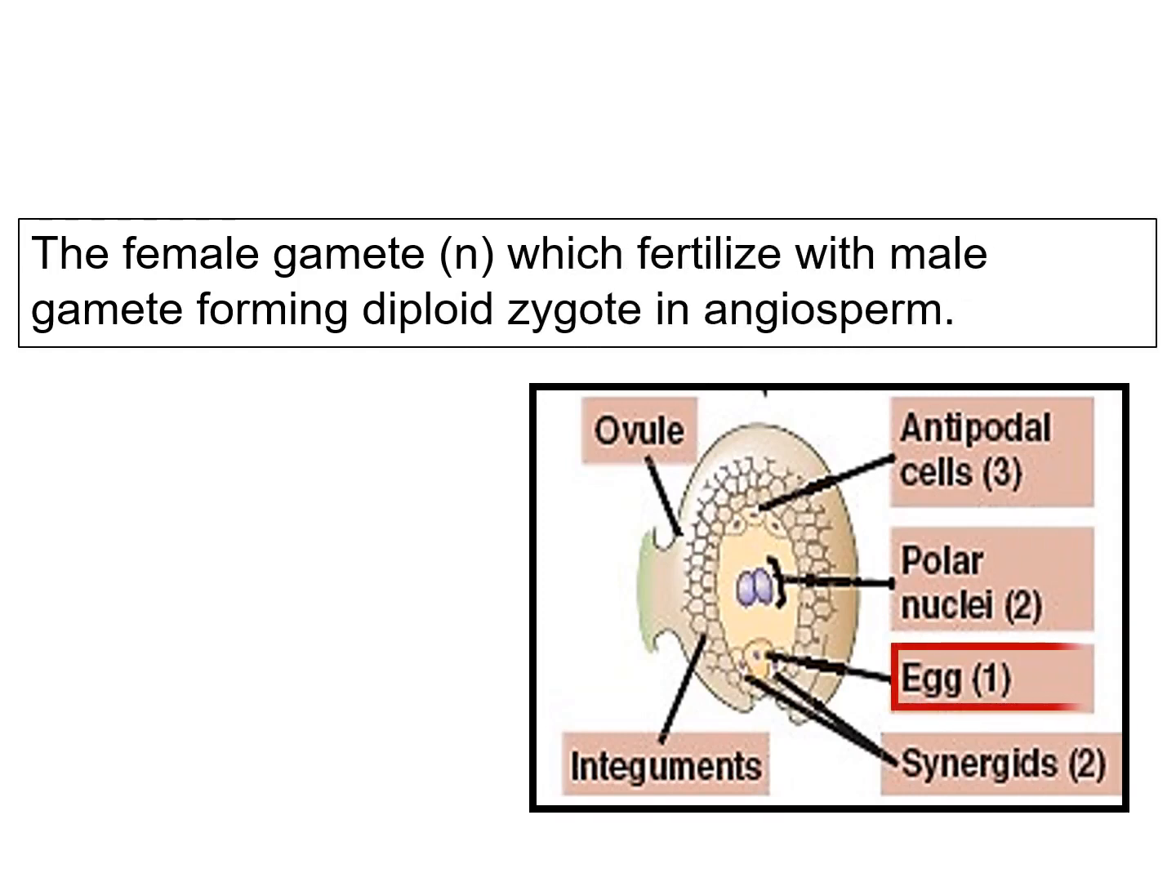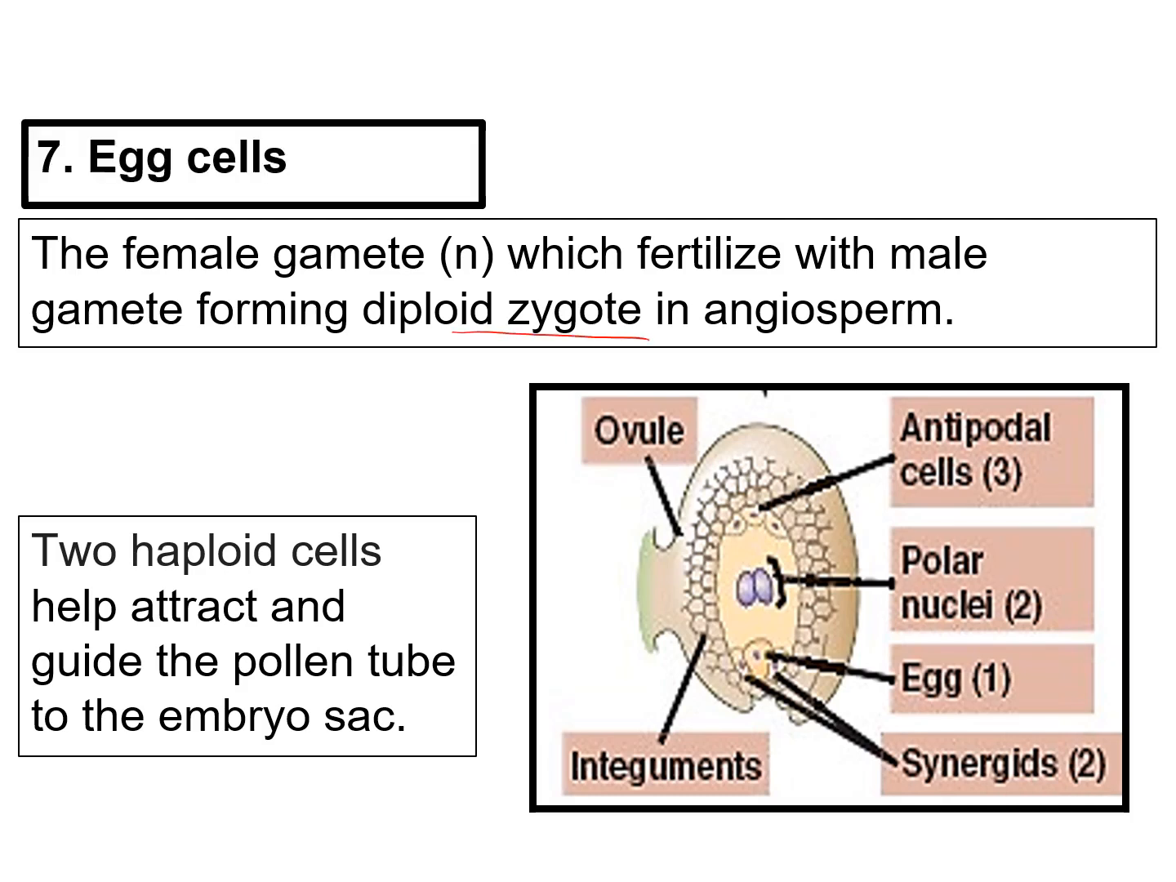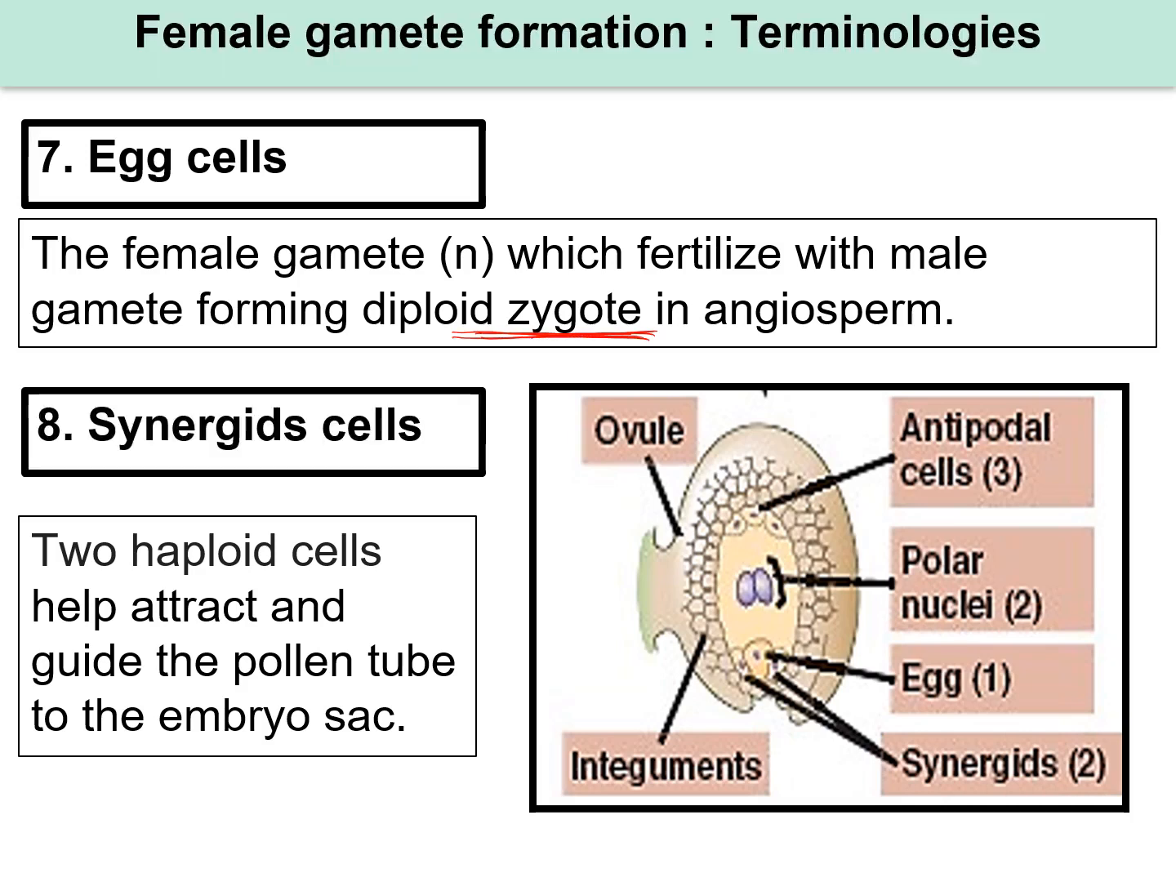And then the seventh term is the egg cell. Egg cell is the cell that will be fertilized by the male gamete and form a diploid zygote. So this is the one that will develop into a zygote, into a seed.